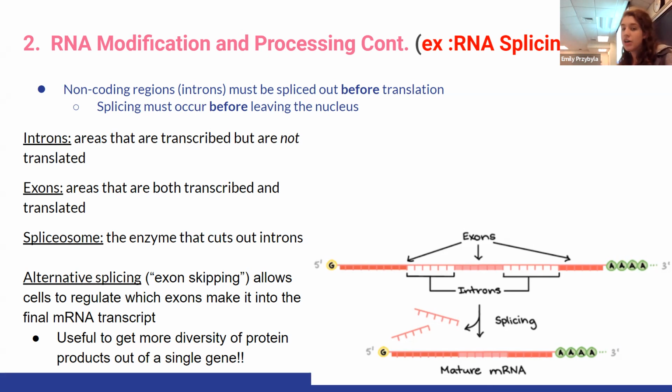Alternative splicing allows the cells to choose which exons are made into the mRNA transcript. So not all the exons every single time are necessarily in the mRNA. That's how you end up with more diversity of proteins from one gene. And that is an example of RNA modification, obviously, because you're going to end up with different mRNAs depending on the alternative splicing. Does that make sense? We good on this?